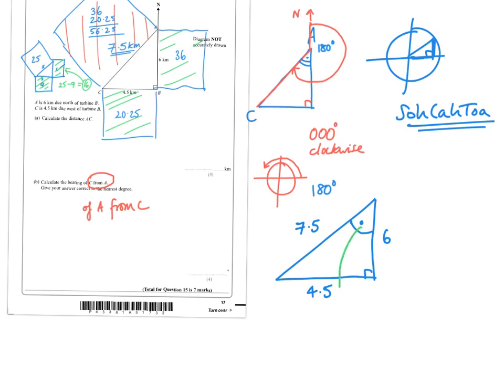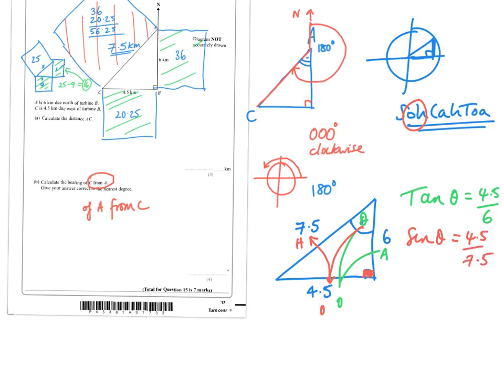So we could say opposite over adjacent, and so we could say tan of the angle is 4.5 over 6. Or we could say a situation where it's opposite over hypotenuse. Hypotenuse always being opposite the right angle, it's always the largest. So opposite over hypotenuse would be sine. So we could say sine of theta is 4.5 over 7.5. We could always use cos, and I'll do that here. Cos will be adjacent over hypotenuse, so that would be 6 over 7.5.